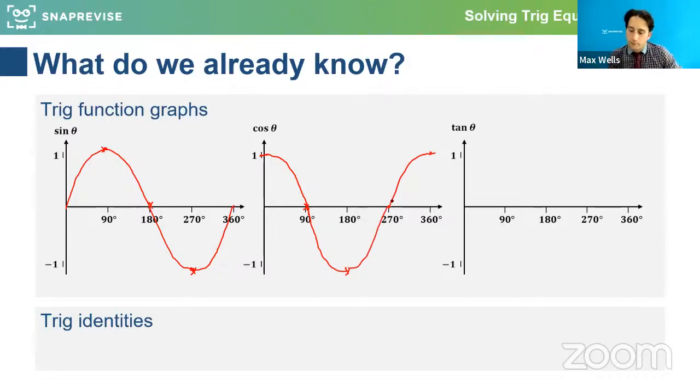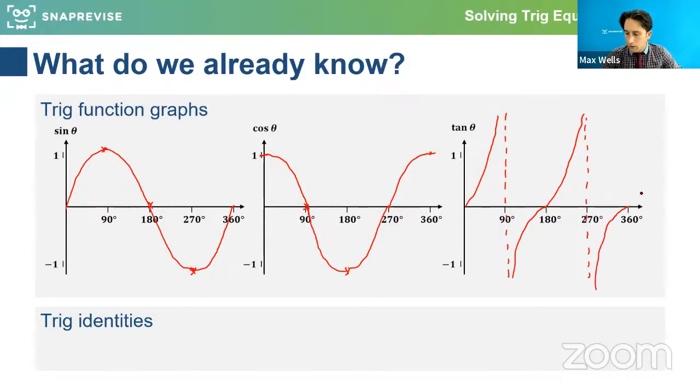The tan graph is the slightly bizarre one, because whilst it repeats, it has this strange asymptotic behavior. So you get asymptotes appearing every 180 degrees. And again, it goes through the origin. There are an infinite amount of lines that it's approaching but never reaches, and we call those asymptotes.